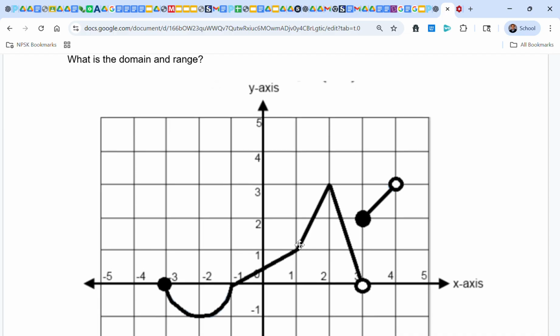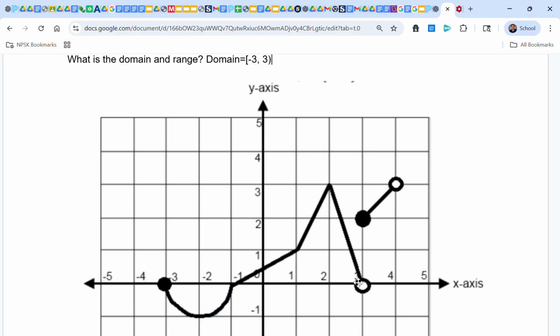Well, let's talk about this. What is the domain and the range of this thing? Well, the domain, let's think about what the first value it could be. The first value it could be for my x coordinate, because the domain is your x coordinate, is negative 3. Now, it's closed at negative 3. It includes the point negative 3, so I'm going to use a close bracket. It goes from negative 3 all the way up to 3, and it's open at 3.